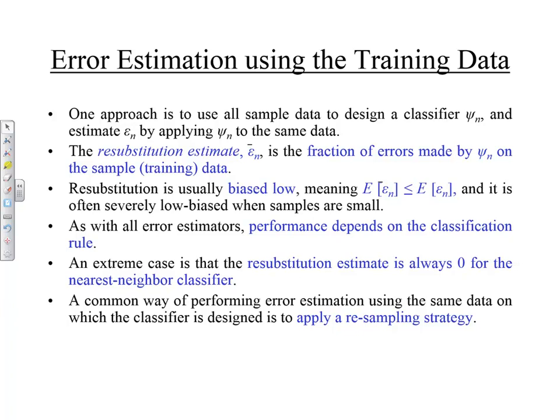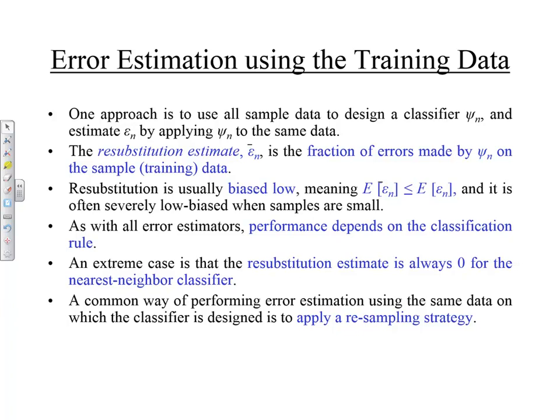So different techniques are used, and again, these are all ad hoc. I'm just covering them for your information because in papers in the genomics area, in bioinformatics, people use them all the time. But theoretically, they are not on that kind of sound footing. So one approach is to use all the sample data to design a classifier psi n and to estimate the error by applying psi n to the same data.